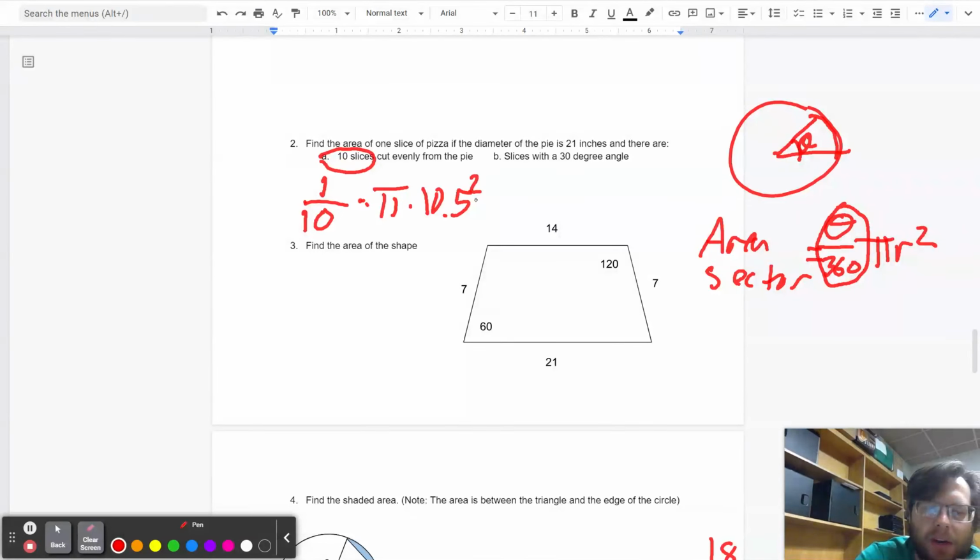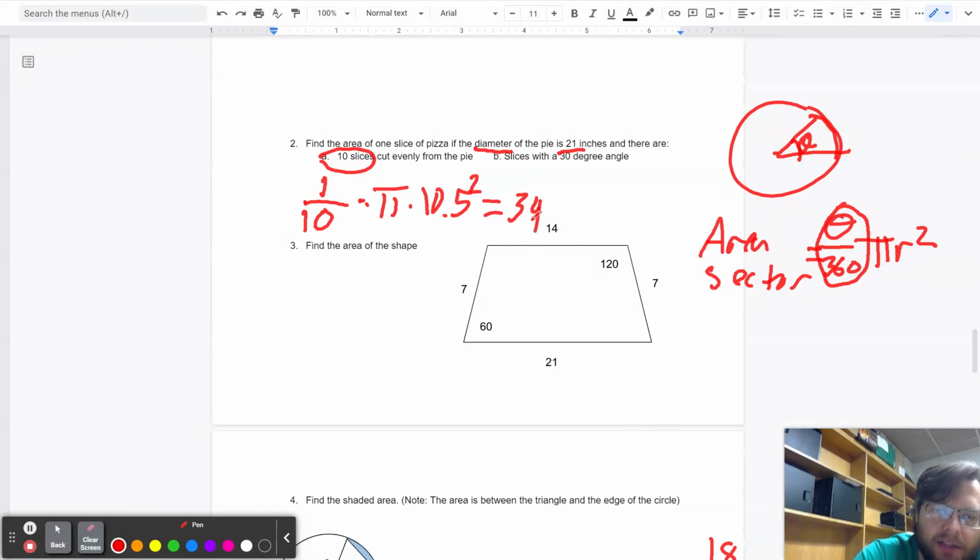You might be wondering, where did the 10.5 come from? Well, I told you in the problem the diameter was 21, so I had to cut it in half. If you figured out that it was 36 degrees and then did 36 divided by 360, that's totally fine. It comes out to be the same thing as using 1/10. So I get 34.64. Part B is just using a 30-degree angle.